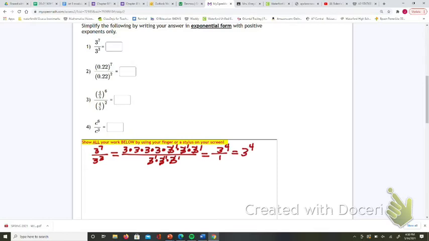Now let's go back to what we had at the beginning. So 3 to the 7th over 3 to the 3rd equals 3 to the 7 minus 3, which is 3 to the 4th. Now look, didn't I get the same answer both times? So everybody make sure you have all that work written down. Now on this one, we're only going to write it all out just the one time. So when we go to the second problem, we have 0.22 to the 7th.